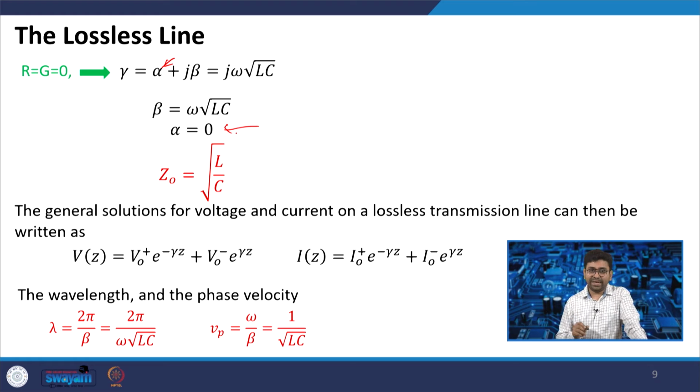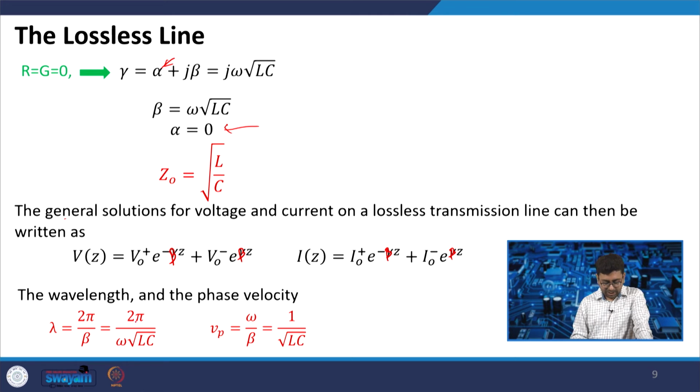This is a special case of a transmission line, and your Z0 is equal to the square root of L by C. The general solution you can again write in terms of beta for the lossless line: e^(-βz) and e^(+βz). Similarly, because alpha is 0, gamma is replaced with beta. The wavelength, which is a function of beta, is given by λ = 2π/β.